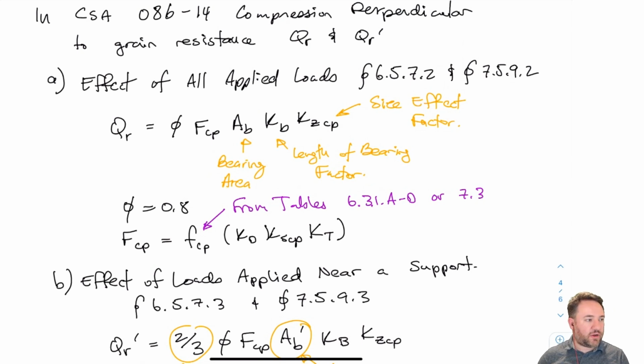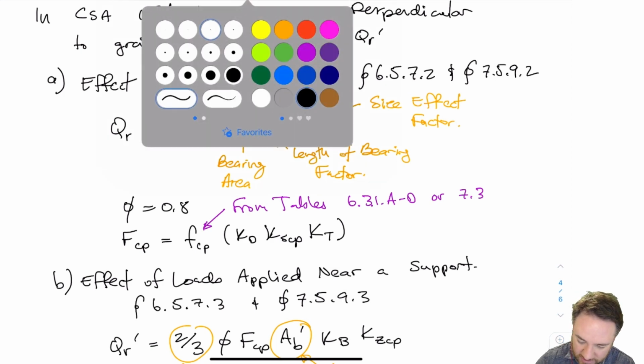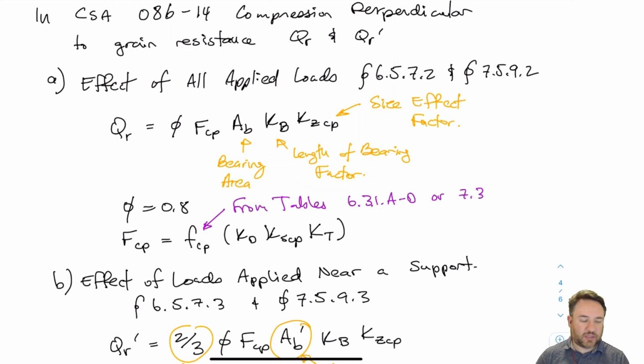So if we recall what our compression perpendicular to grain resistances are, we had two: the effect of all applied loads and the effect of loads applied near a support. In the previous video we talked about how we can tell where I need to do which check, A or check B. But in this video, we're going to talk about how do we calculate bearing area, how do we calculate the length of bearing factor KB, and how do we calculate the size effect factor. Sorry, this KB should be capital B. How do we calculate the size effect factor KZCP?